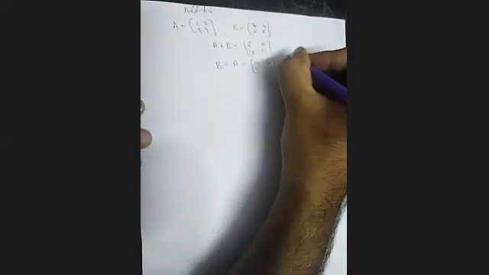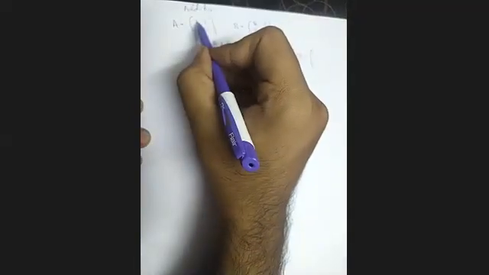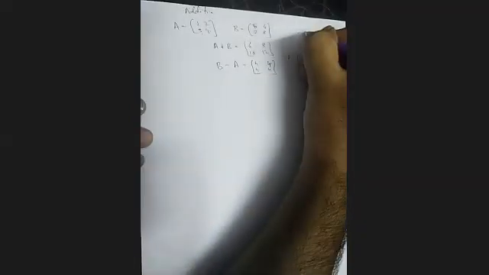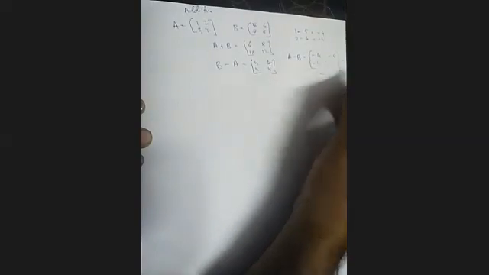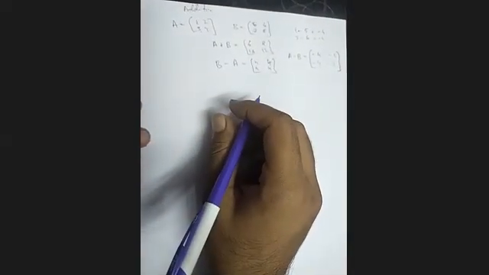Or A minus B, but we will get the answer in negative. So 1 minus 5 will be, what is 1 minus 5? It's minus 4. 2 minus 6 will be minus 4. Similarly, 3 minus 7 will also be minus 4. 4 minus 8 will be minus 4. Got it? Next, this was the addition and subtraction of a matrix.